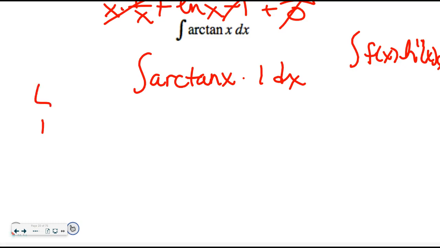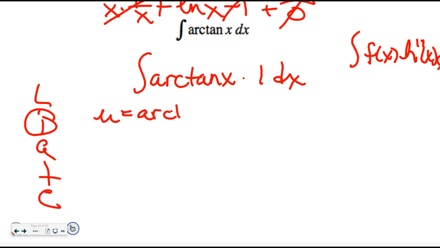So let's go through our U choice. Who is U? It'd be silly to let it be arctan. Agreed? It's silly to let dv be arctan because I'd have to integrate it. So again, circular reasoning. So U gets to be arctan, dv gets to be 1 dx. Now, do you remember what the derivative of arctan is?